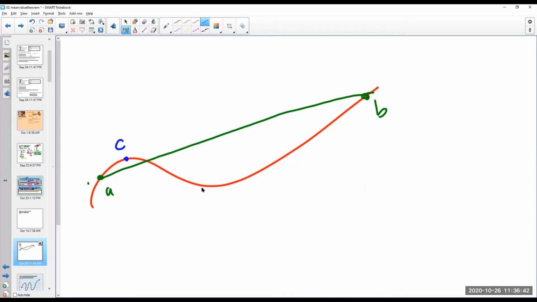And anytime that tangent line is parallel, you guys know what parallel is, right? The slope is the same. Then go ahead and put a dot and label it C. And do it every time that you get a tangent line that's parallel to your secant line. And you only have to go from A to B. Okay?